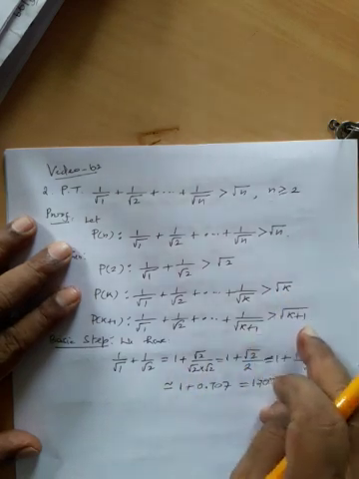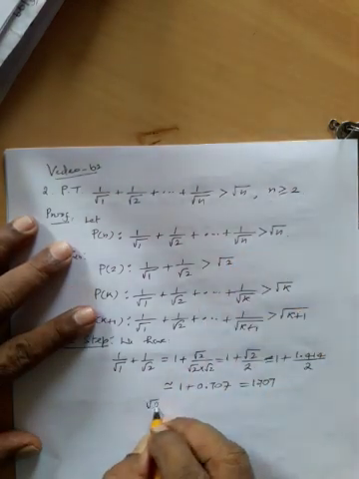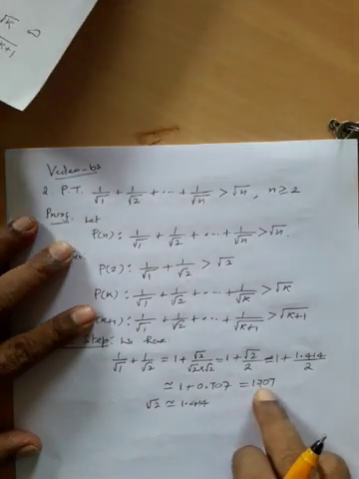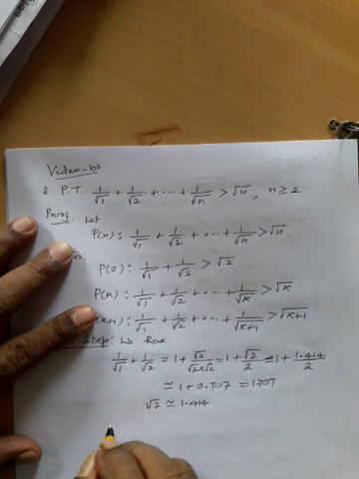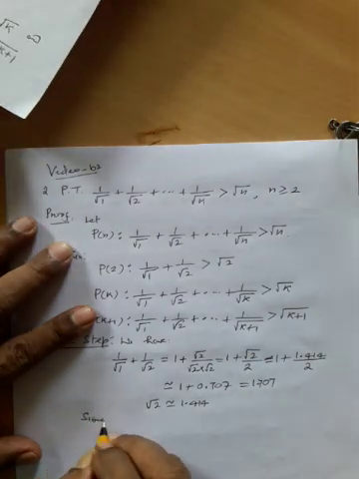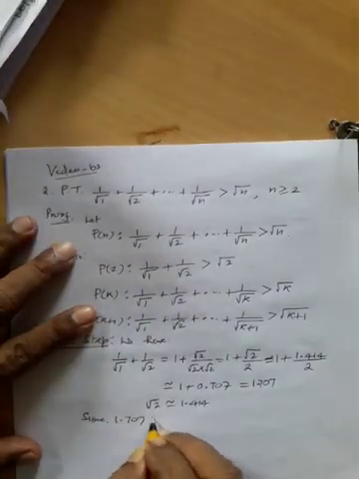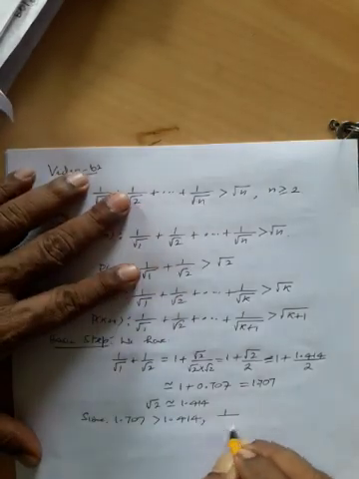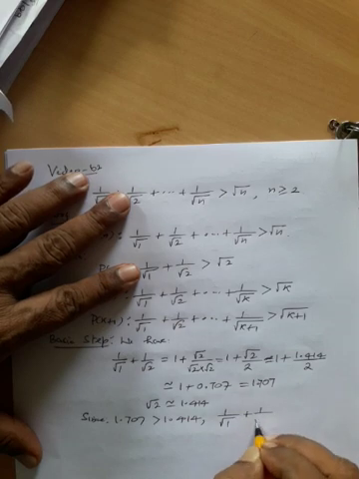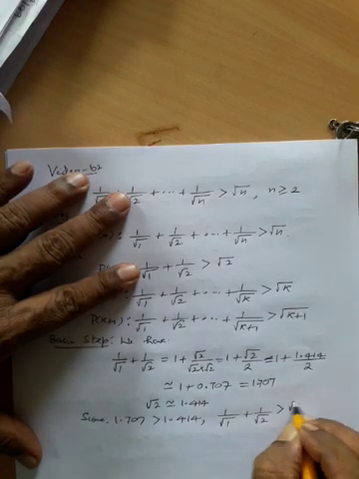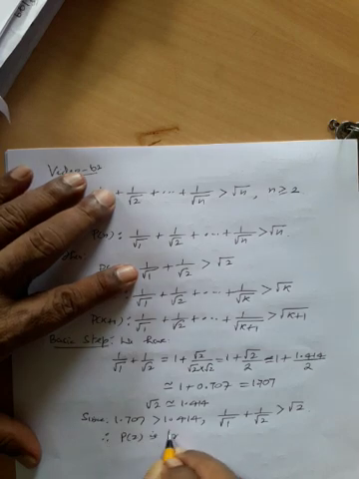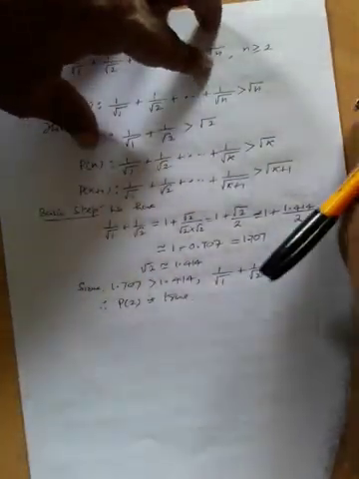And what about the value of √2? √2 is approximately equal to 1.414. Since 1.707 is greater than 1.414, it follows that 1/√1 + 1/√2 is greater than √2. Therefore, P(2) is true.